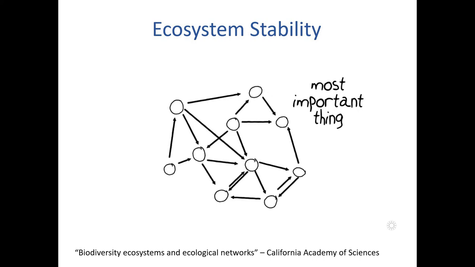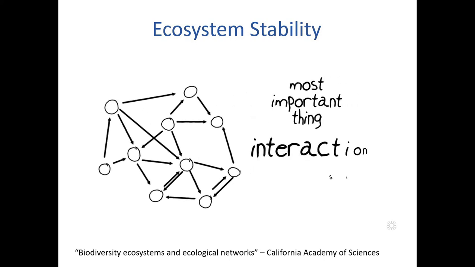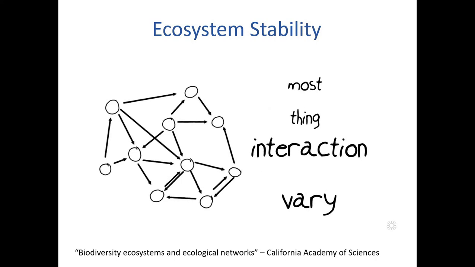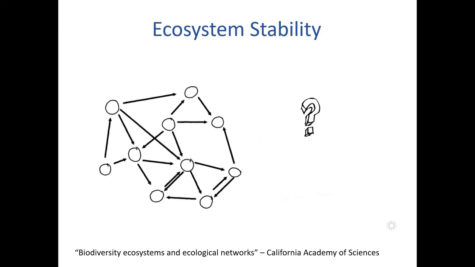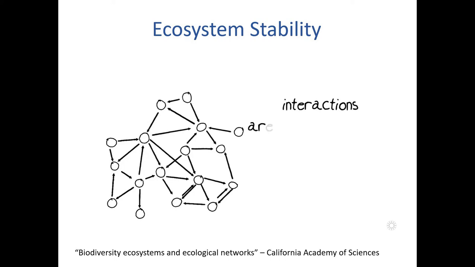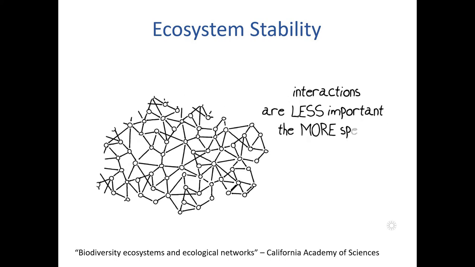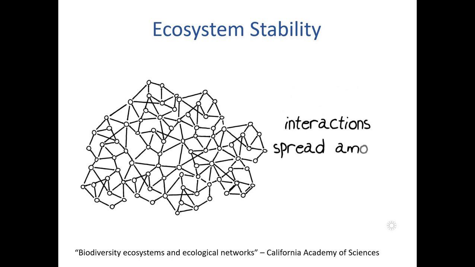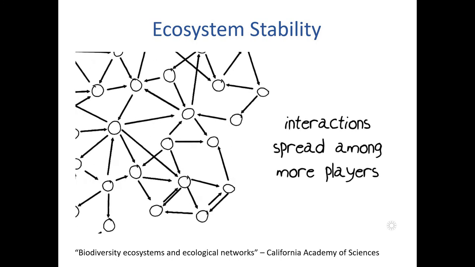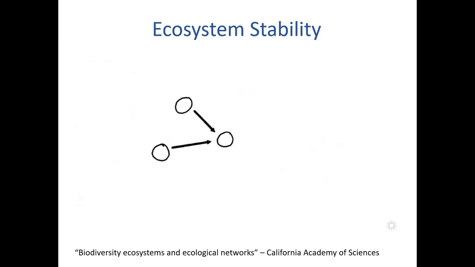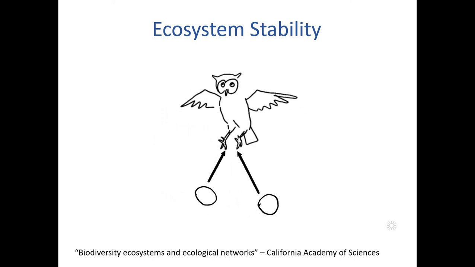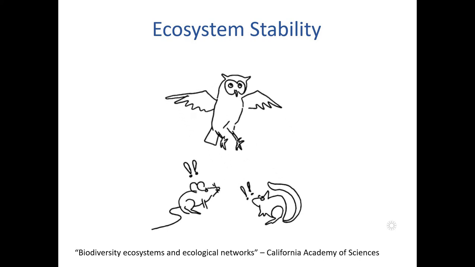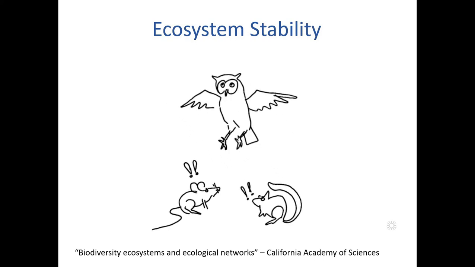The most important thing about these webs is that the strength of these interactions can vary. That is, the interdependence of the organisms in the web can vary. And here's something that might be counterintuitive. These interactions become less important the more species you have within a network. You can think of it as the interactions being spread among more players. But what happens when there are fewer players? Let's say we've got a really super simple set of interactions where this owl is eating that mouse, but can also eat this squirrel. This gives the owl options.